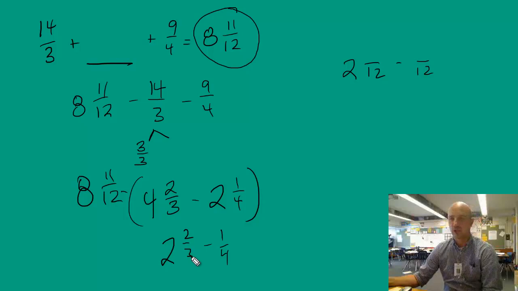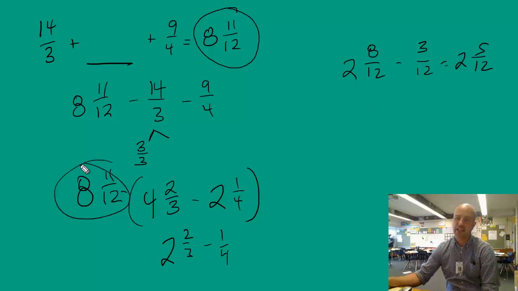And in order to turn 3 into 12ths, I got to multiply it by 4. So I got to multiply my 2 by 4 to get 8. And up here, to rename that in 12ths, I need to multiply my top by 3. So now I have that. And 2 and 8/12 minus 3/12, well 8/12 minus 3/12 would give me 5/12. So I'm going to get 2 and 5/12.